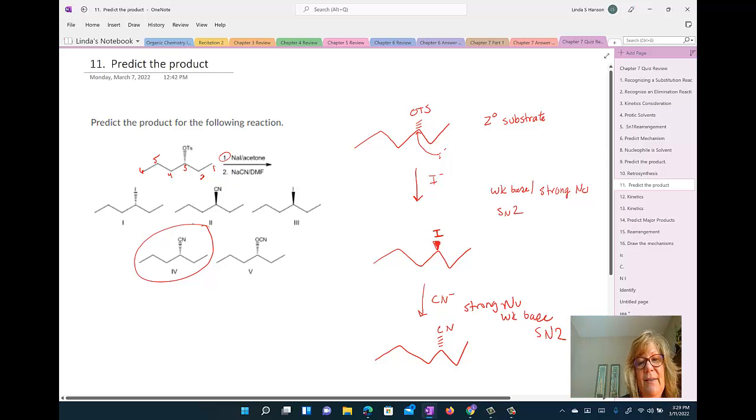Again, eliminating choices. We said this was the result after step 1. This is the result after step 2. All of the other choices make no sense.